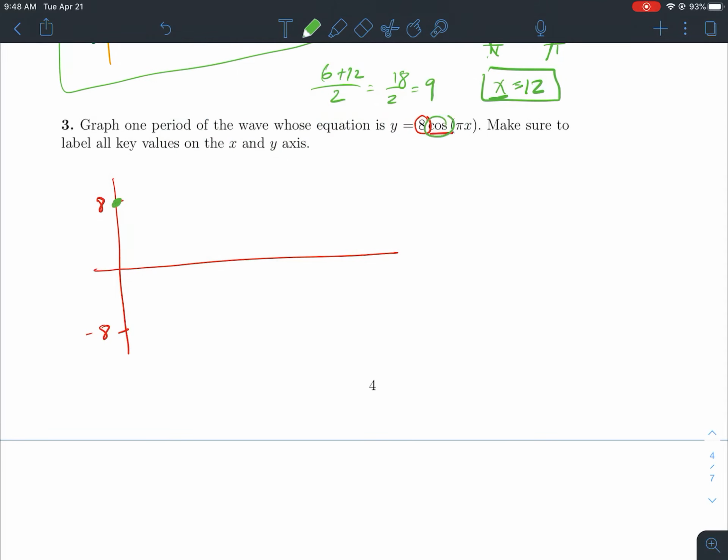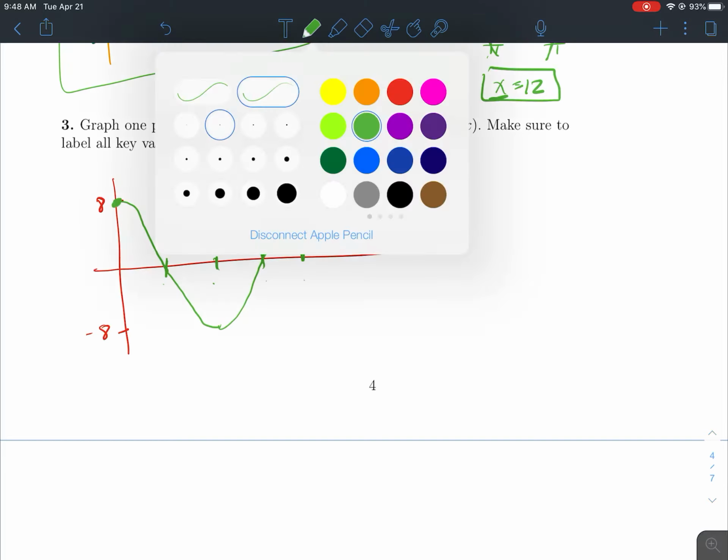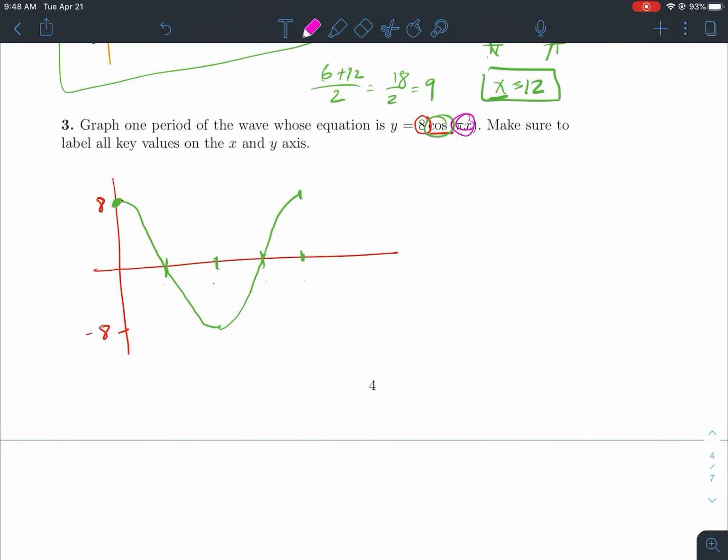So we're going to start at 8, because cosine starts at the maximum. It's going to descend to 0. It's going to descend to the minimum. It's going to ascend back up to 0. And then to complete a full cycle, it ascends back up to the maximum. Now we can't fill in these tick mark values yet, because the pi here is going to change the value of this one.